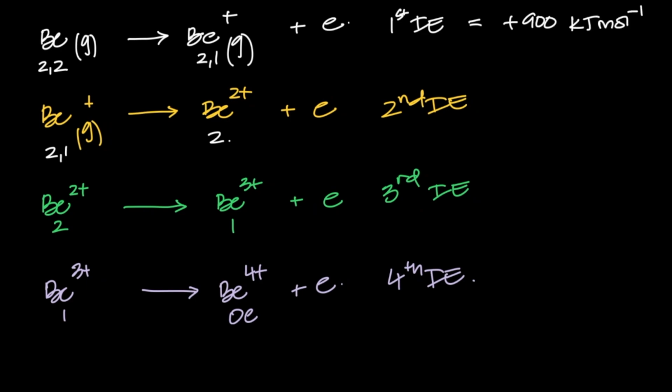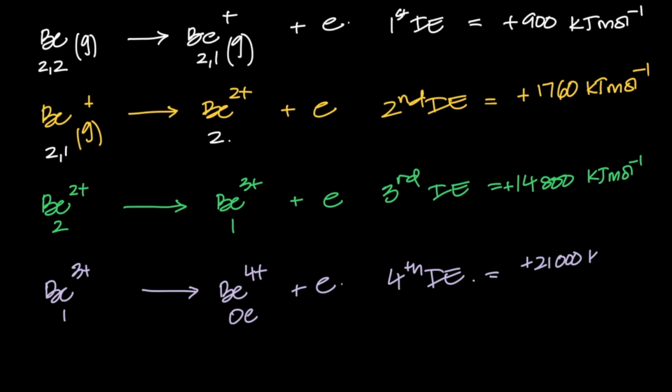Now we are going to study why these values change and how they change, and they are the proofs of shells. The second one is a little more than the first one. It's 1760. I will explain why it's more. The third one is much, much greater. It is 14,800. The one before that was about 1,000, and this one is a whole 14,000 more. And the fourth ionization energy is about 21,000 kilojoules per mole for beryllium.